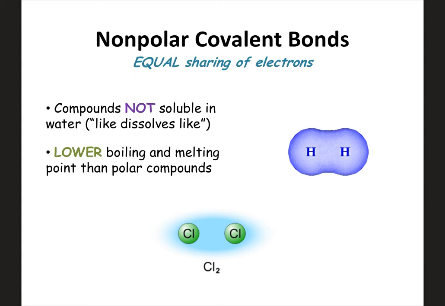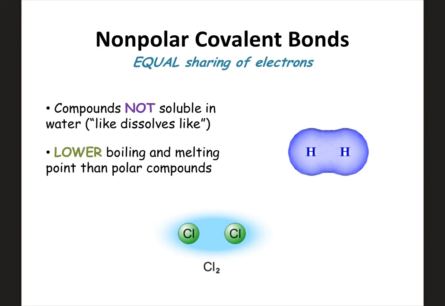Some properties of nonpolar covalent bonds: they are not soluble in water. There's this old saying, like dissolves like. Water is a polar substance, so polar substances typically dissolve in water, and nonpolar substances do not dissolve in water. They also have a little bit lower boiling and melting points than polar compounds. Remember, these are still covalent, so they're going to have low boiling and melting points. It's just that these are a little bit lower than polar.